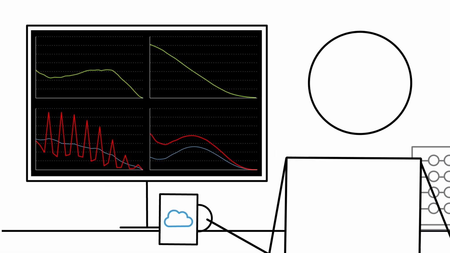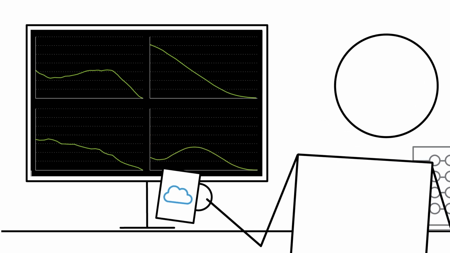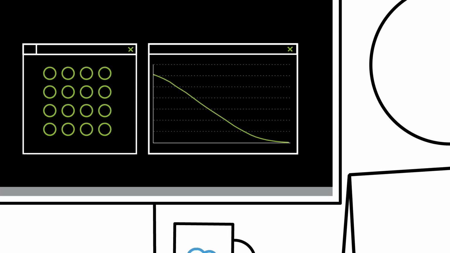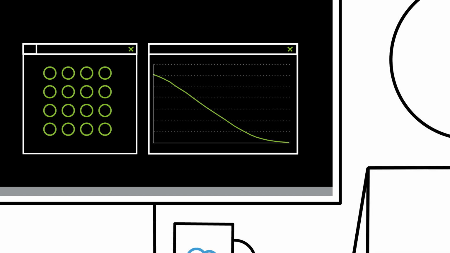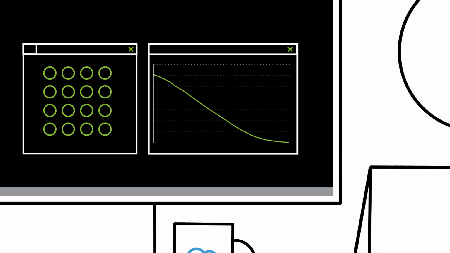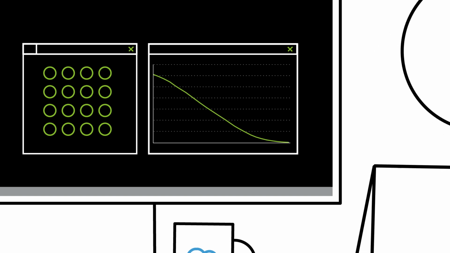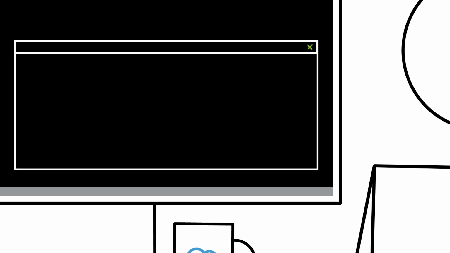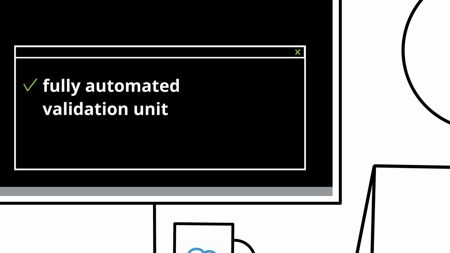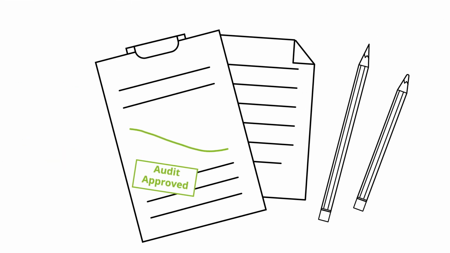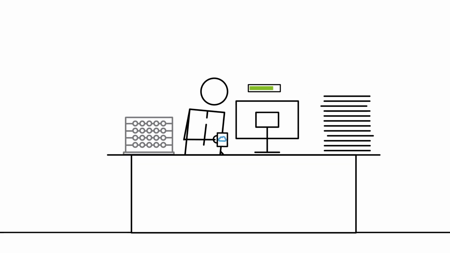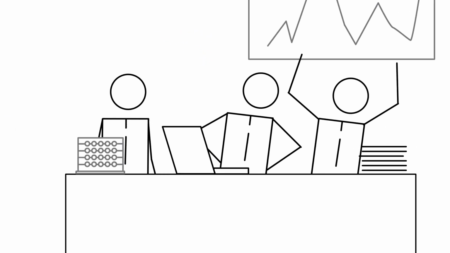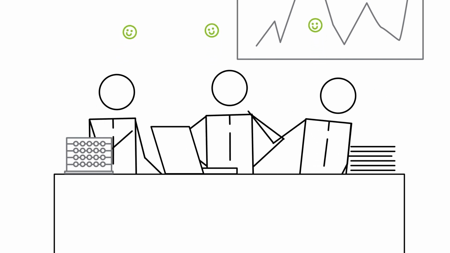The parallelization of calculations and the cloud solution combined with a super intuitive user interface makes it unique. Due to the fully automated process, results are independent from the user and require minimal manual data input. Furthermore, we offer a fully automated validation unit and guarantee the reproducibility of data, leading to audit-proof documentation, giving you more time for necessary analyses. You can fully rely on the delivered results.